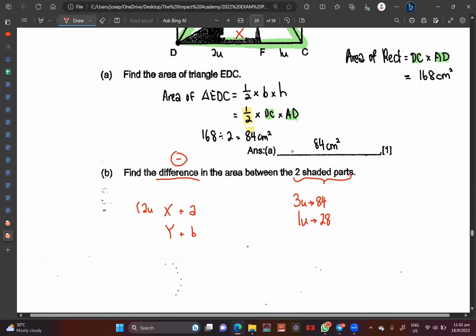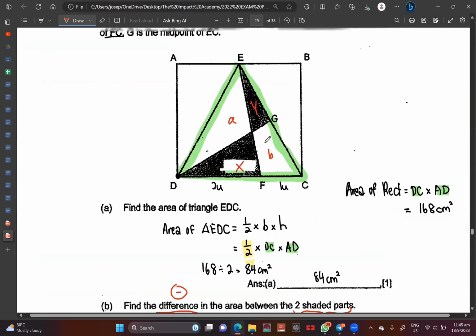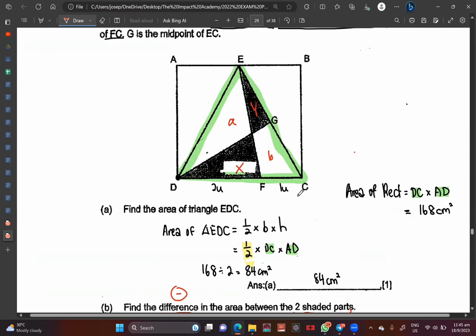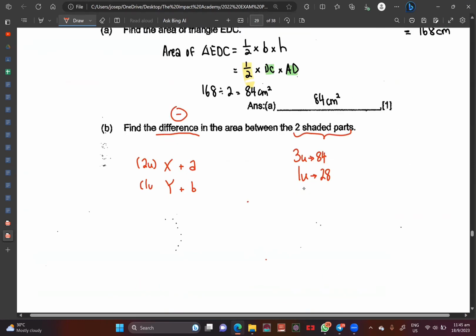So I'm just going to write 2 units over here. And if X plus A is 2 units, Y plus B is 1 unit, right? So we are just going to write 1 unit over here. And we know the measurements, isn't it? All right. So we know that this is 28. For X plus A is 2 units, so 2 units is basically 28 times 2. When I do 28 times 2, I get 56. So we know that this is 56.